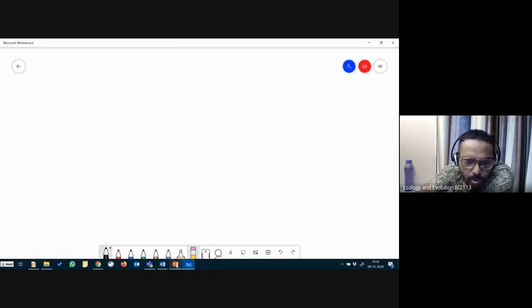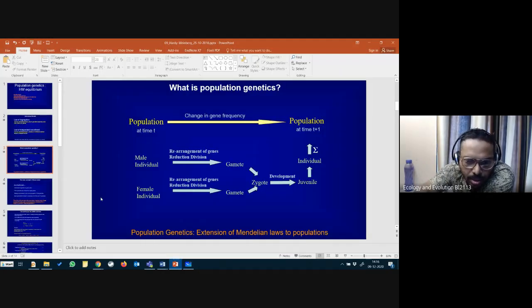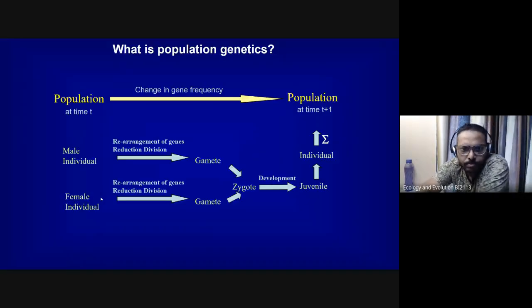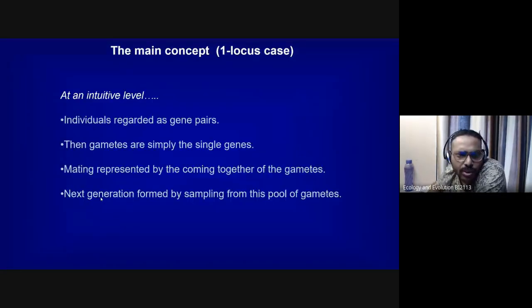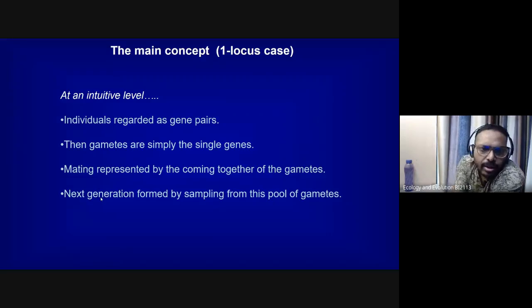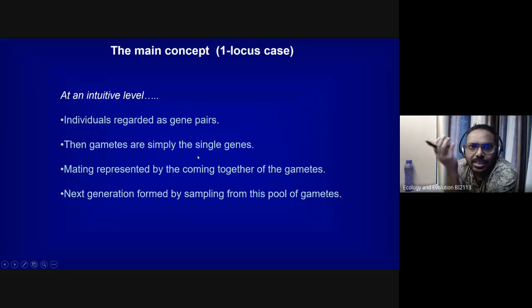So we'll now go back to this thing. So this is what I was saying, that at an intuitive level, the individuals are regarded as gene pairs. The gametes then simply become the single genes, what I called the dissociated balls. Mating and fertilization is the coming together of those gametes, and the next generation is formed by sampling from this pool of gametes, right? So this step.